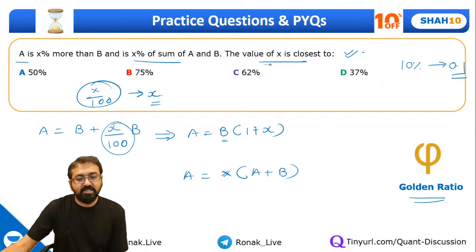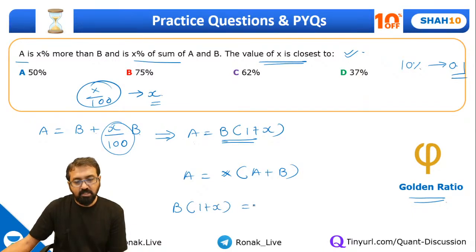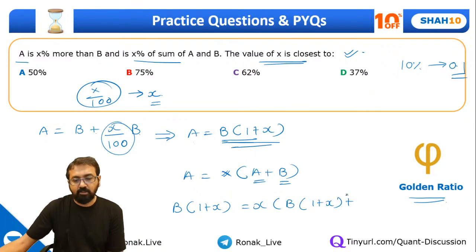So the value of X is closest to... we need to find the value of X, right? Instead of A, can I write B into 1 plus X? So I'll get B into 1 plus X is equal to X into A plus B. Even over here, instead of A, we can write B into 1 plus X: B into 1 plus X plus this B. So instead of A, I have written this part.